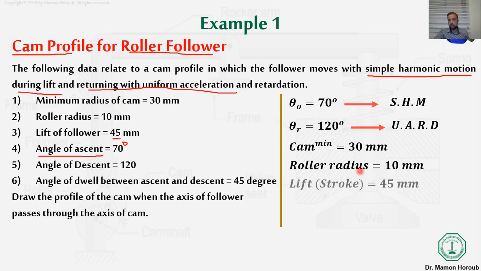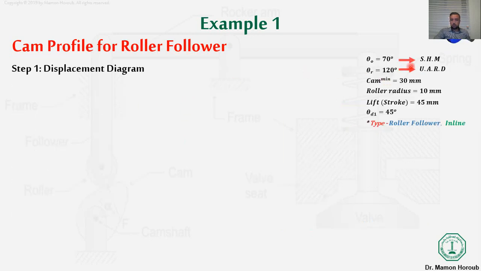The roller radius is 10 millimeter, and the lift, which is the stroke or the maximum displacement that the follower rises, equal 45 millimeter, and the theta of the dwell equal 45 degree. And the type of the follower is roller, and the system is inline, so it's an inline cam. So let us start. I have my data here in the upper right corner, the one that we have discussed.